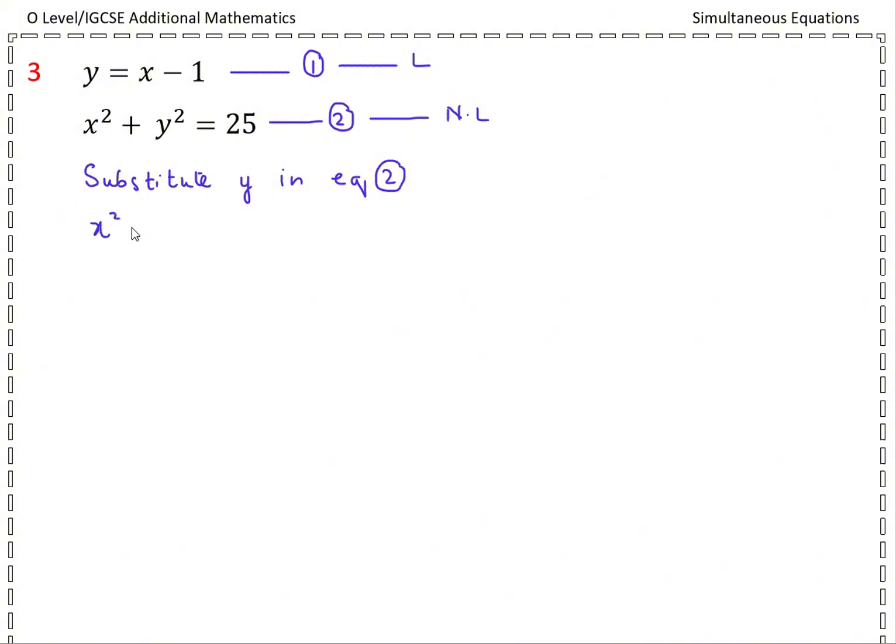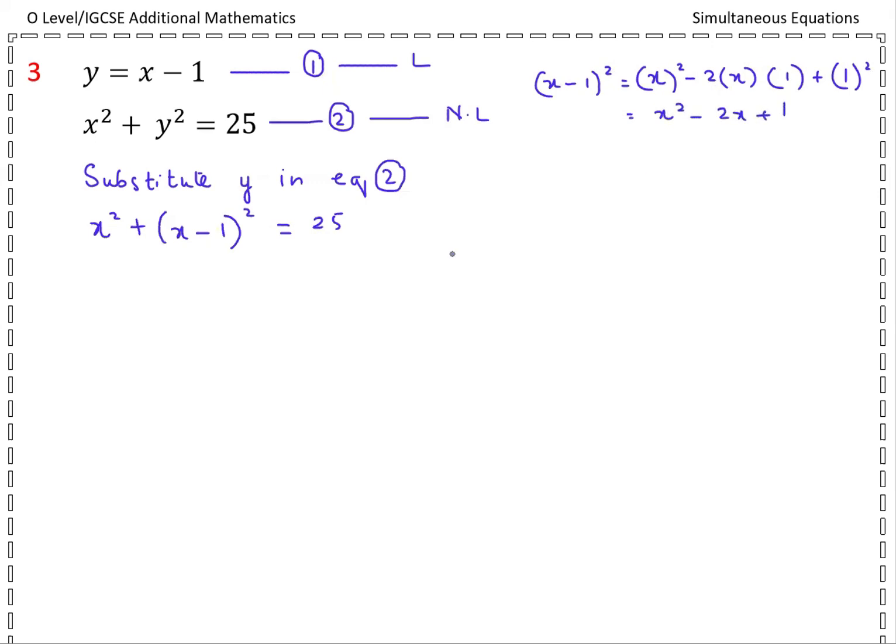So when we substitute y in equation 2, there is a square on it. So we will write x minus 1 in brackets and put a square on it. Now, as we have x minus 1 whole square, we will apply the identity to solve. X minus 1 whole square is equal to square of x minus 2 into x into 1 plus 1 square. So we have here x squared minus 2x plus 1. So we can write here plus x squared minus 2x plus 1 is equal to 25.